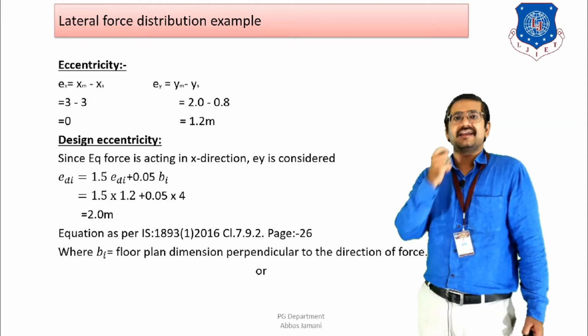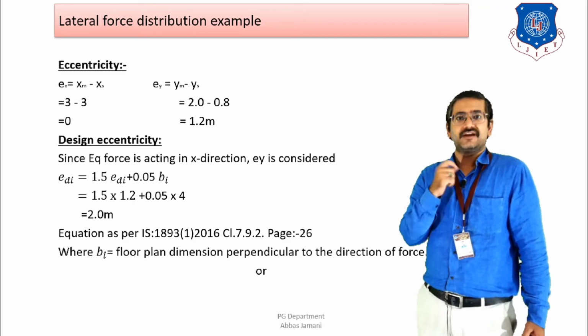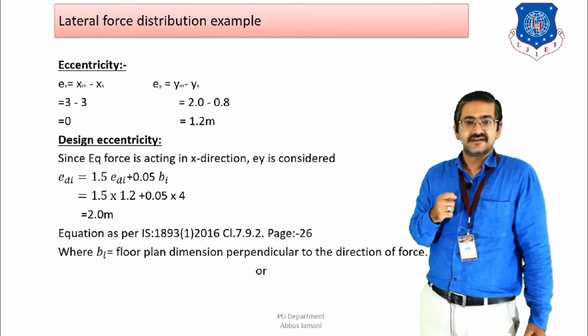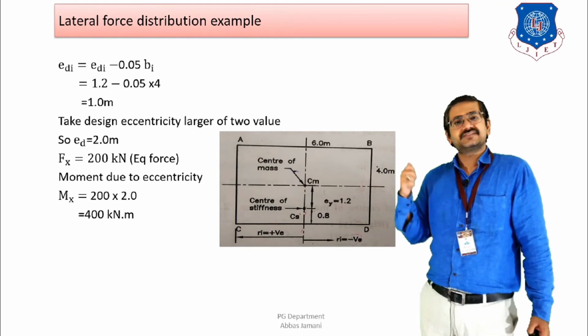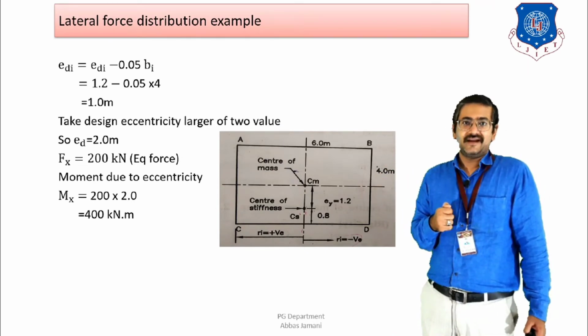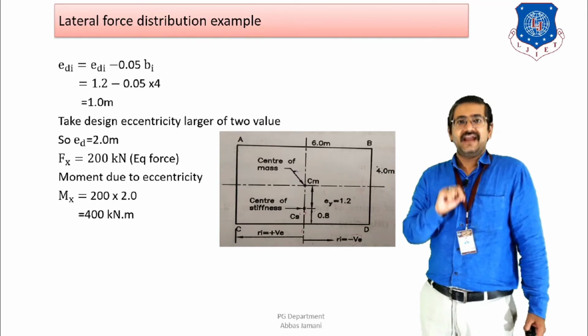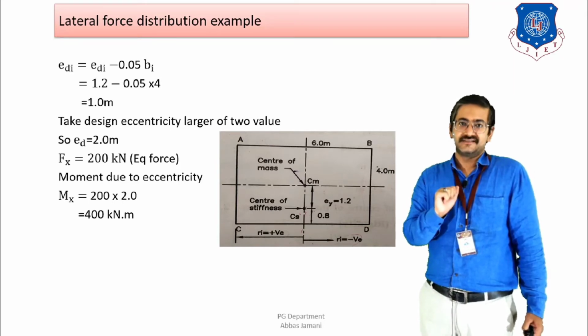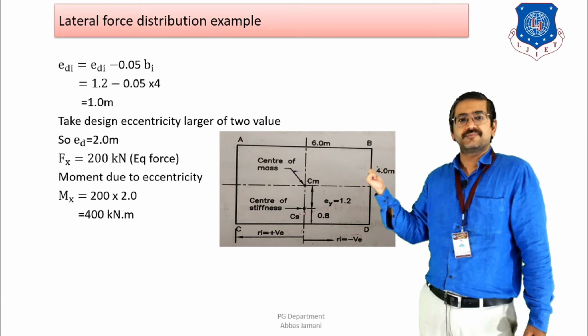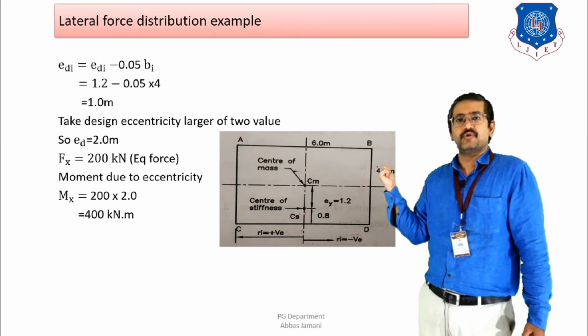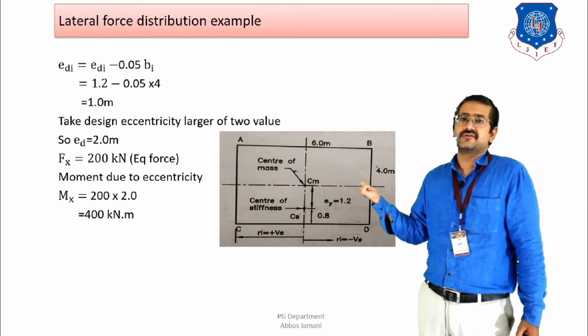The second criterion that the code is proposing is another formula, that is EDI is equal to ESI minus 0.05 BI. Right? Either of these have to be checked, and the higher value of the two has to be considered as the design eccentricity. So if I substitute the value of ESI is equal to 1.2 and value of BI is equal to 4, then I will get the value of EDI is equal to 1.